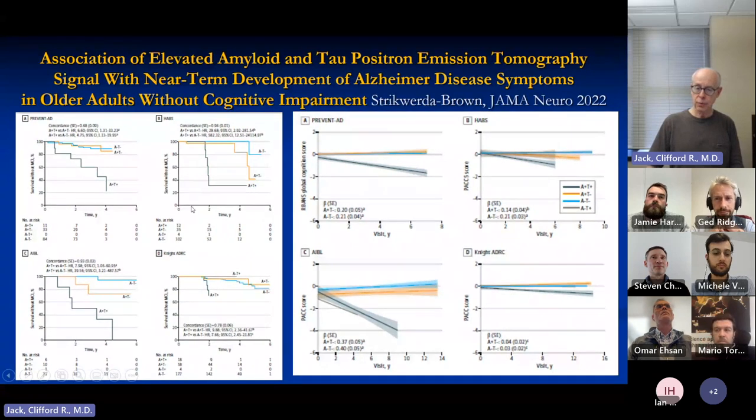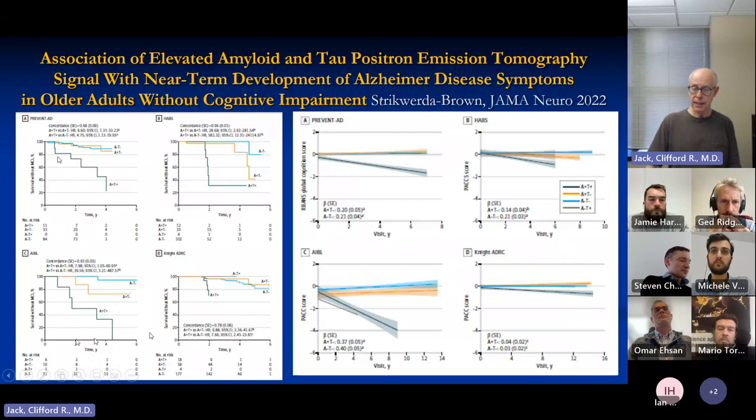And a very similar analysis, I won't go through this in a lot of detail. You can see the pooled analysis from four different cohorts led by this woman at McGill University. The Kaplan-Meier plots, and probably no surprise, show that the group with the fastest rates of decline in every study was the A plus T plus group.